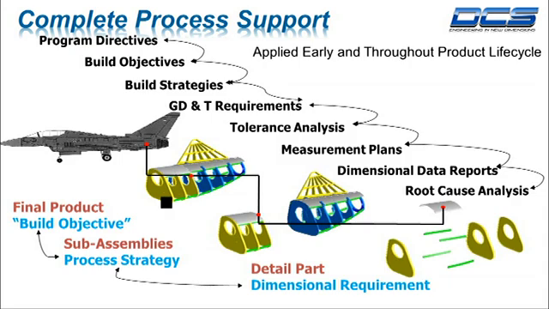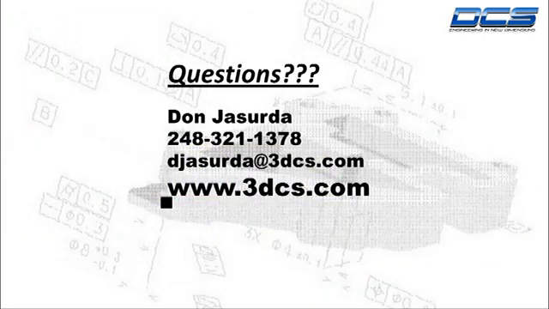So if we look at this from a complete process standpoint, again, we talk about the 8-step process, and really this idea of starting at the detail part level and then the relationship that occurs from detail part to subassembly to final product, and being able to close that loop is really the critical element of what supports the dimensional engineering process. With that, I would open it up for any questions or comments that there may be.